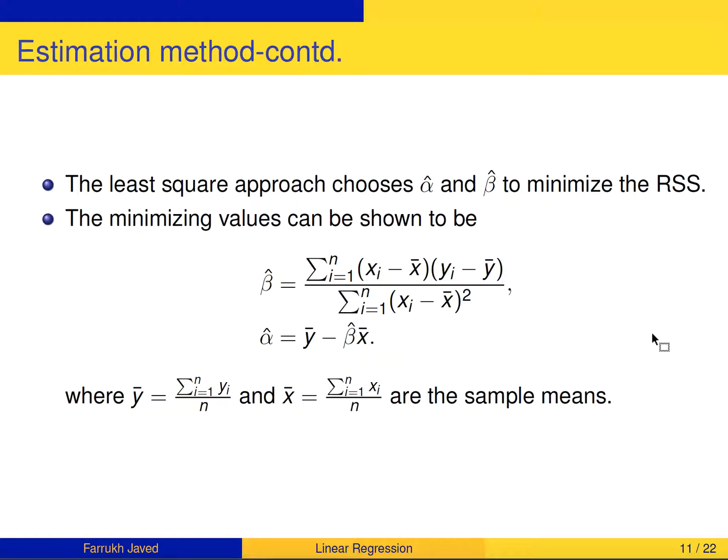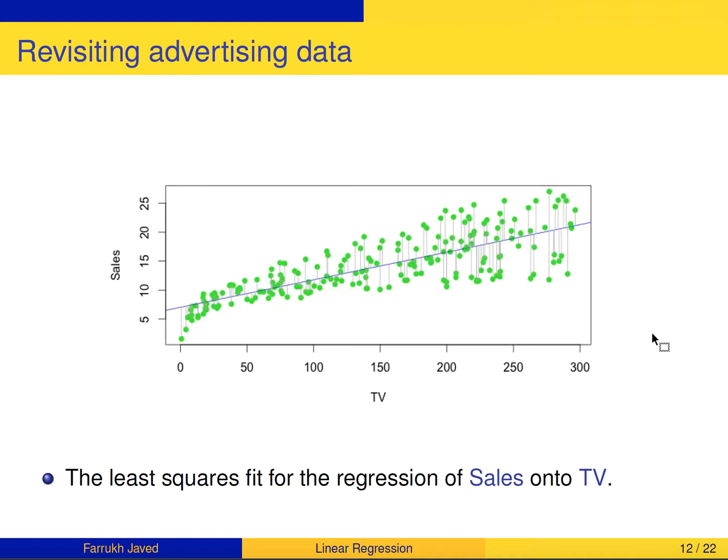These are the mathematical formulas for calculating alpha and beta. Again, you don't need to remember those formulas because SPSS will do the job for you.